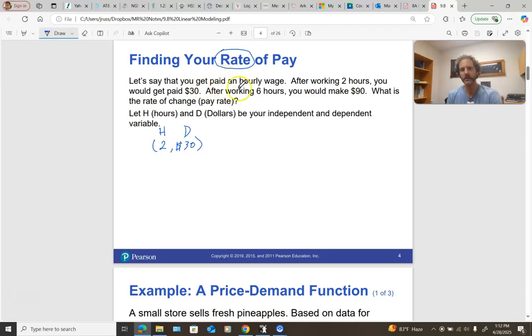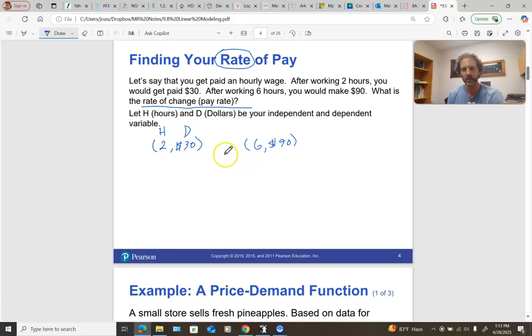And then furthermore it says after working 6 hours, you would make $90. So this is like our second data point. 6 hours corresponds to $90. And so the question is, what is your rate of pay?